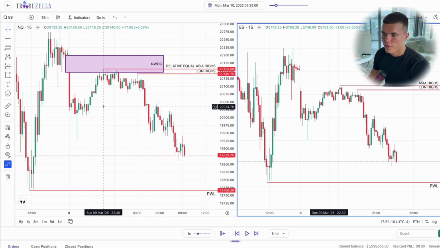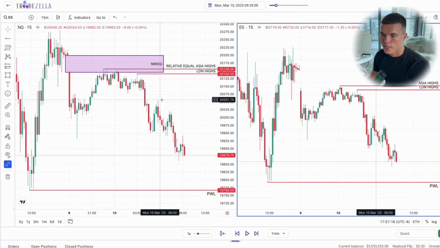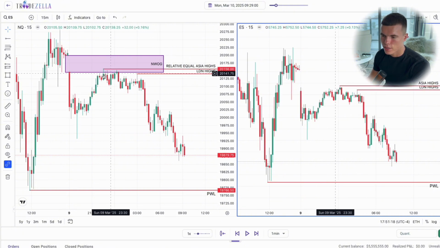So obviously taking a look at the differences between NQ and ES during the Asia session, NQ is obviously the weaker pair going into the New York Open because we have a bearish SMT for NQ, and ES took out this point of buy side liquidity during the Asia session, and NQ did not take out that point of buy side.